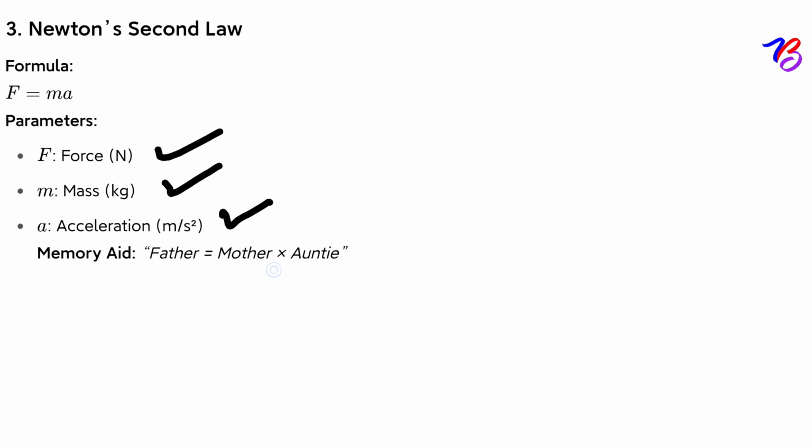Father is equal to mother multiplied by auntie. This gives us the concept of Newton's second law of motion. Are we together? And this is also the formula used for the applied force. Take note of this.